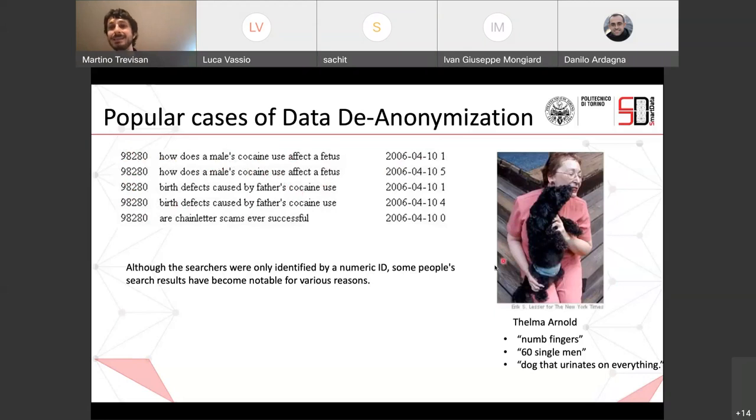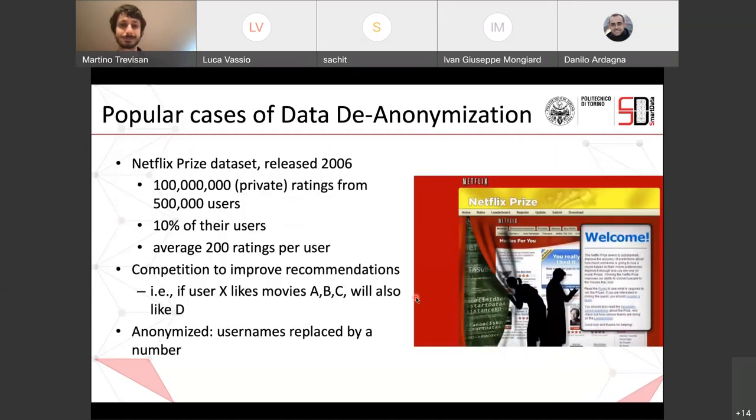For example, they de-anonymized Thelma Arnold by looking at her search queries. They realized that this ID was this lady, Thelma Arnold, and she involuntarily became a public person, and all her habits were disclosed on the web. For example, that she was looking for 60 single men, or that she had a dog that urinated on everything. And this was clearly not wanted by who released the dataset.